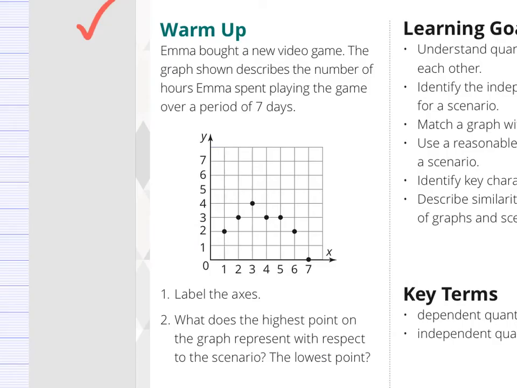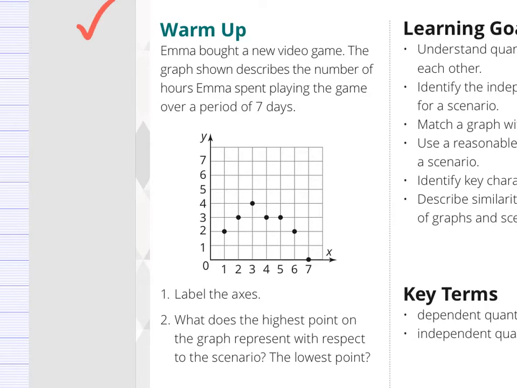All right, today's lesson, we're going to be learning a lot about graphs. We're going to focus on independent and dependent variables to make sure this is all fresh on your brain before we get into some other stuff in this unit. We're starting with a warm-up here, and it says Emma bought a new video game. The graph describes the number of hours Emma spent playing the game over a period of 7 days. What we want to do is label the axes.